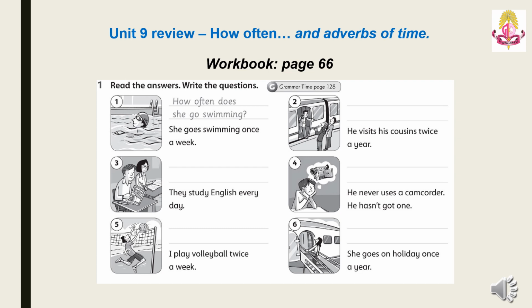Now I'd like you to do exercise 1 on page 66 of your workbook. You have to read the answers and write the question. Look at picture 1. The question is, how often does she go swimming? The answer, she goes swimming once a week. So check the answer and then write the how often question. Good luck.